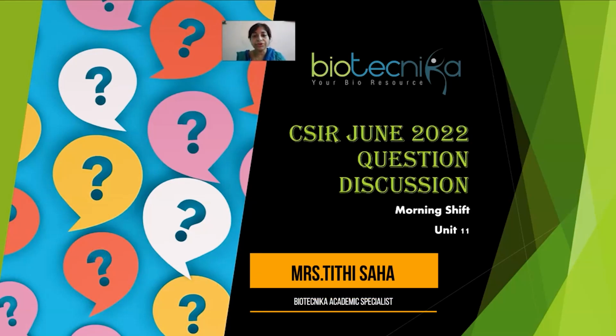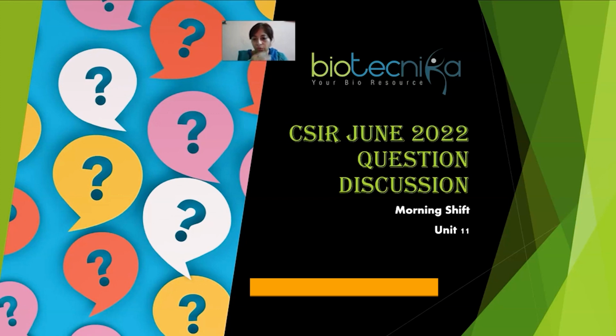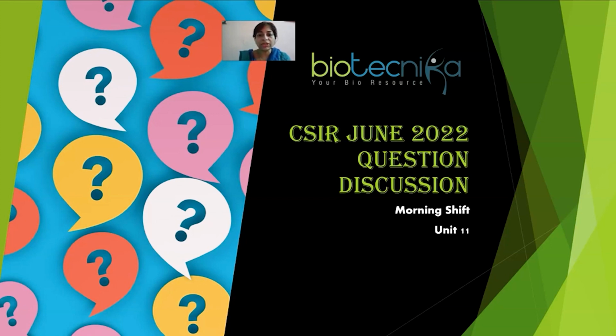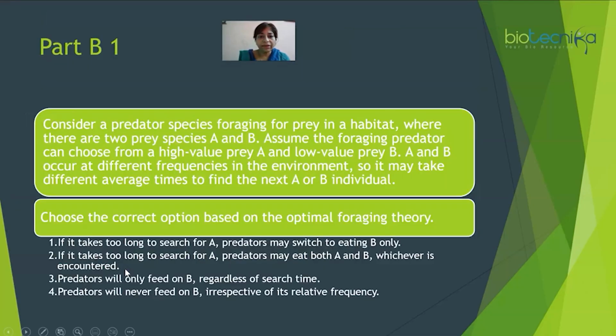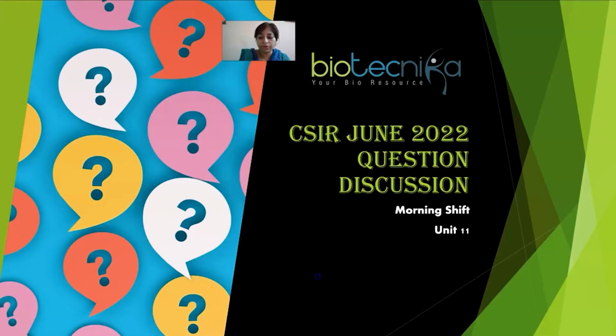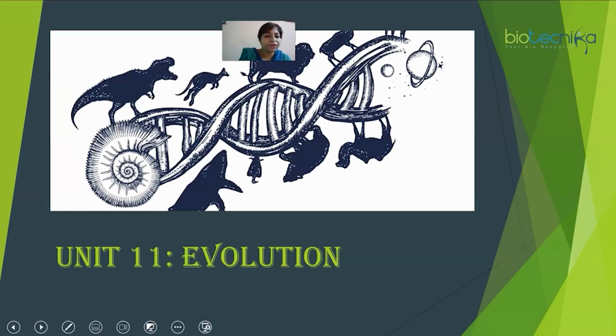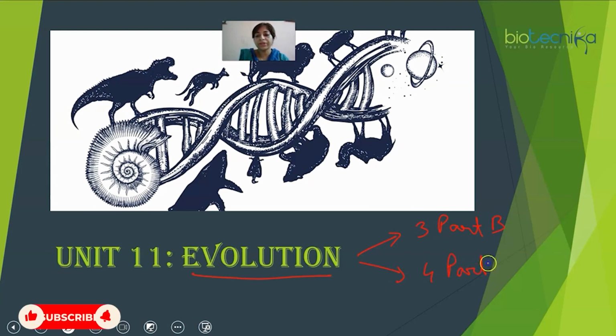In this session, we are going to discuss the questions that were asked in CSIR June 2022 paper from Unit 11. Okay, so we are actually going to discuss only the morning shift questions in this video. So Unit 11, as you all know, belongs to evolution and behavior, and from this unit this time quite a good number of questions were asked. So around 3 part B questions and 4 part C questions were asked.